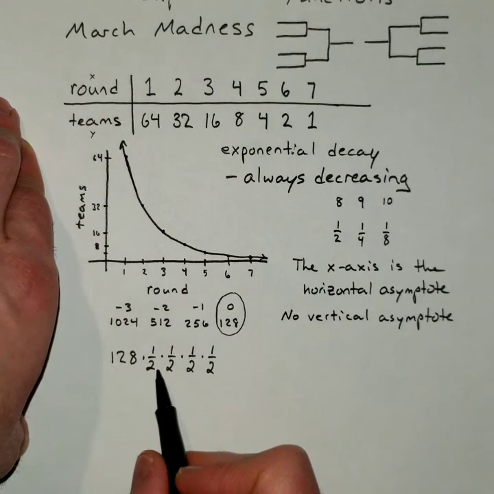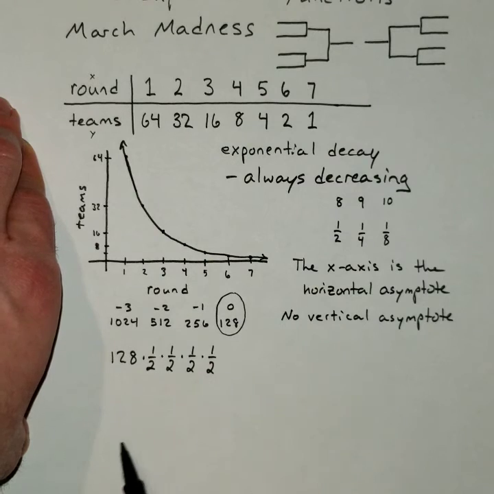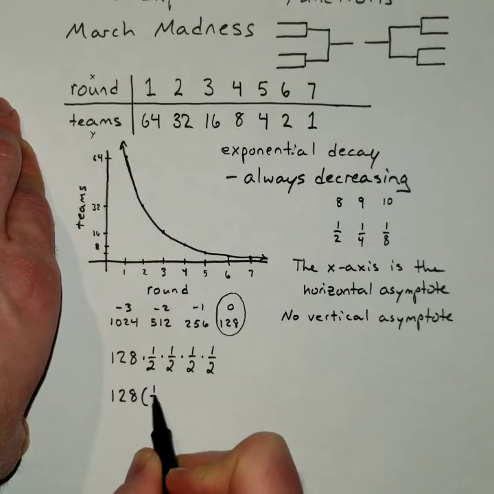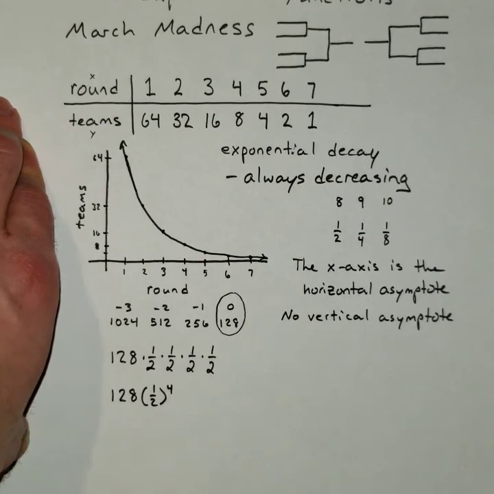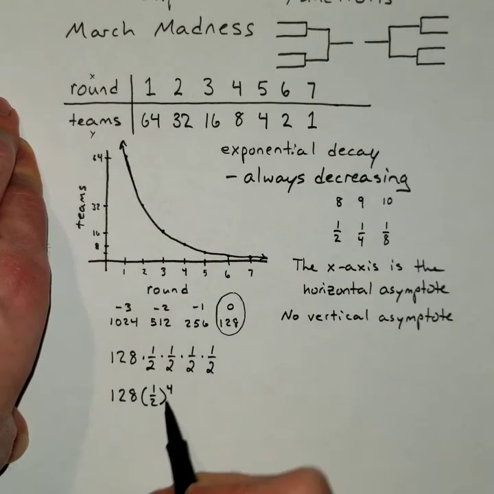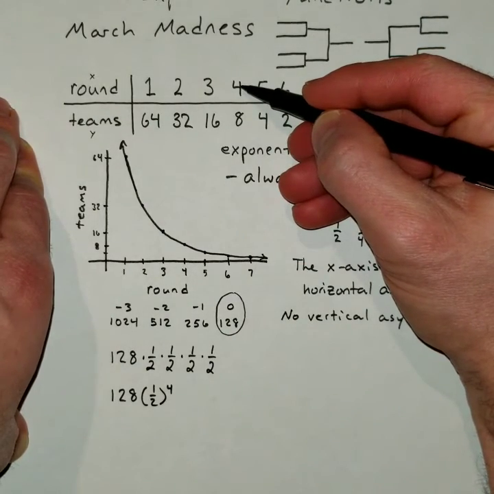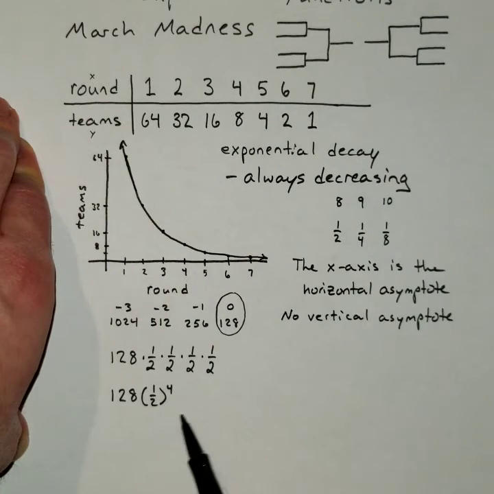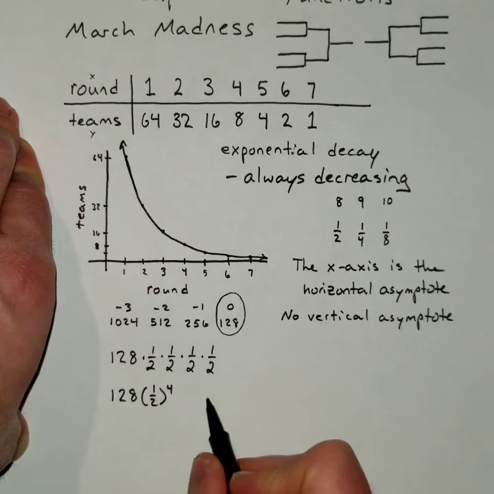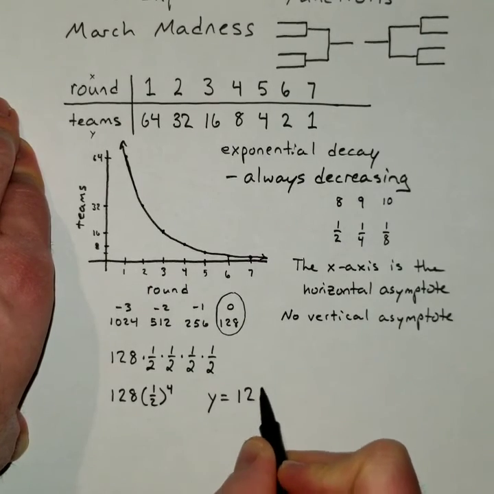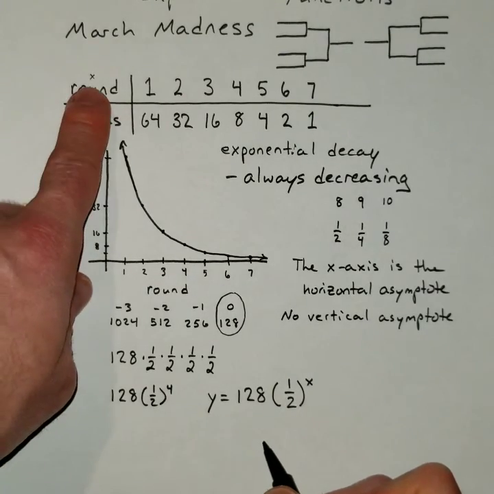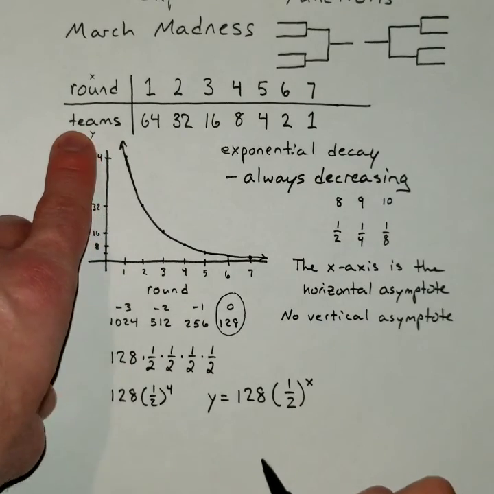Notice though that at each step, you're really looking at powers of 1/2. This is equivalent to 128 times 1/2 to the 4th power. And so the 4 represents the round number, and if you calculate the output, you would get the 8. So now thinking about this in terms of an equation, we would just say that y equals 128 times 1/2 to the x, where again, the x is the round number and the y is the number of teams.